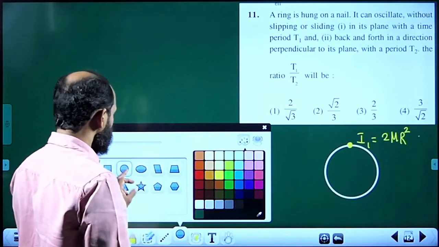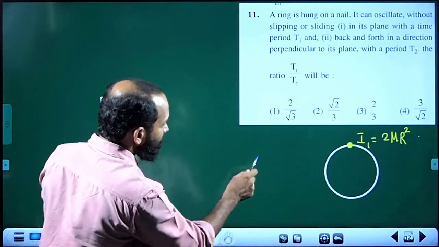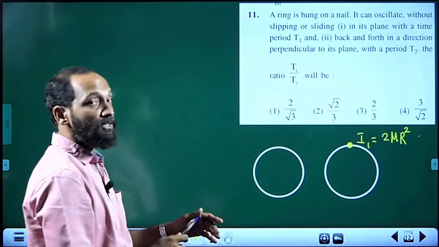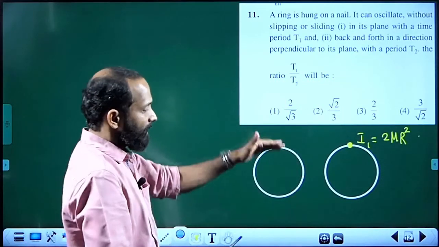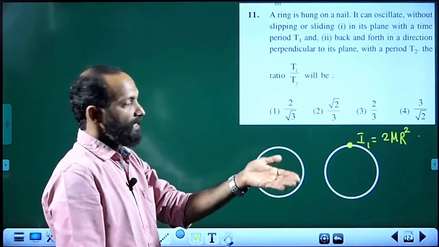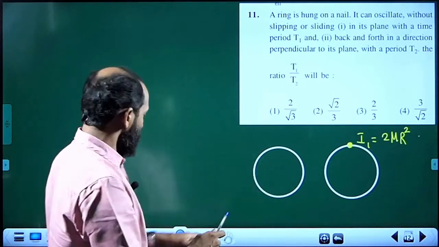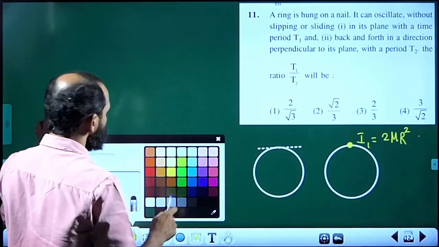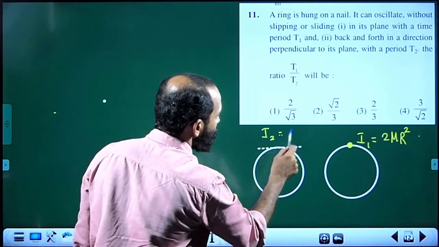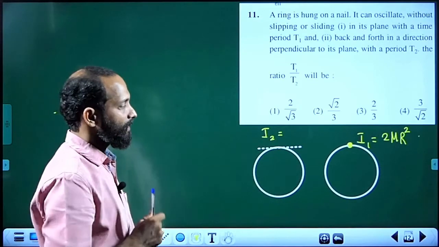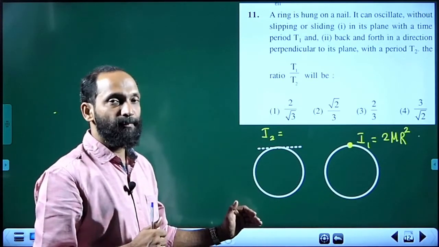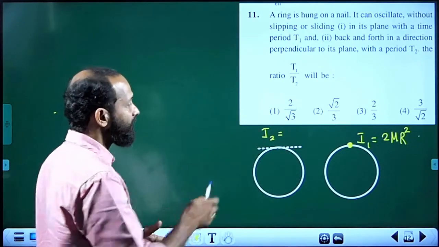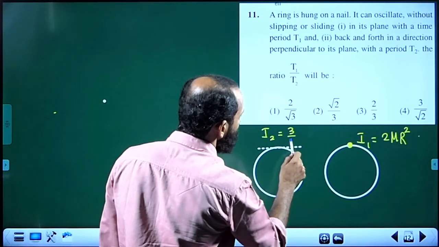Next time the same ring is oscillating back and forth in a direction perpendicular to its plane. That means it will oscillate like this. It is oscillating like this. There the axis will be in its own plane. That is, the moment of inertia I2 is equal to, what is the moment of inertia of a thin uniform ring about an axis passing through the tangent and parallel to the plane of the ring? That is 3 by 2 mr square.